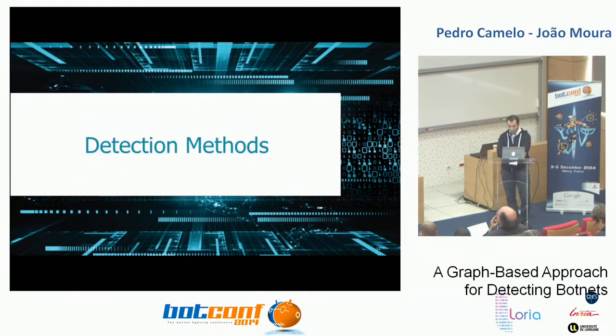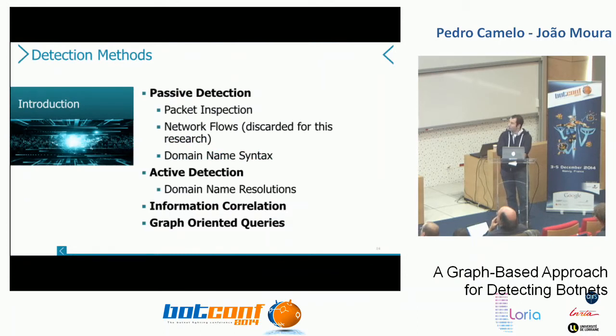So, detection methods, the part that matters. We divided this into two main types, passive and active detection. On the passive one, we highlight packet inspection and domain name syntax. We weren't able to use network flows because we just can't have network flow info from the data we have. For the active detection, we use domain name resolutions to detect fast flux behavior. The other two methods are information correlation from other services and graph-oriented queries.